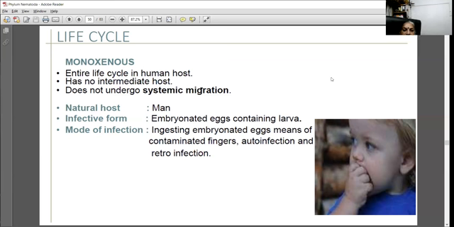Now the natural host being man, the infective form is embryonated eggs, and these embryonated eggs contain a larva, and this larva is infectious to human beings. Now how is this larva causing the infection? What is the mode of infection of this particular worm? The mode of infection is when embryonated eggs are ingested by children or any human being, either by contaminated fingers, auto-infection, or retro-infection, then only the person is going to get infected by this Enterobius vermicularis.